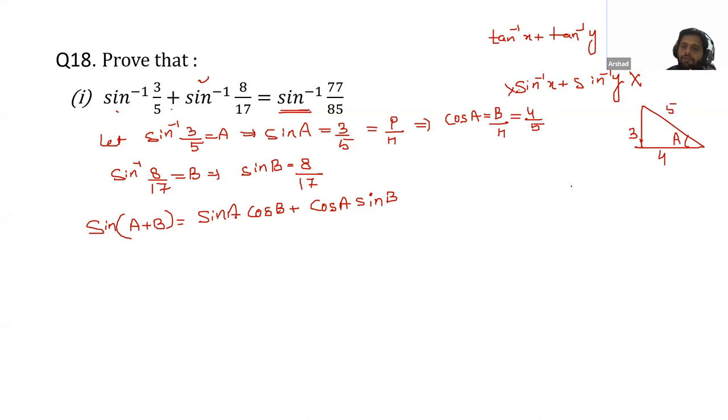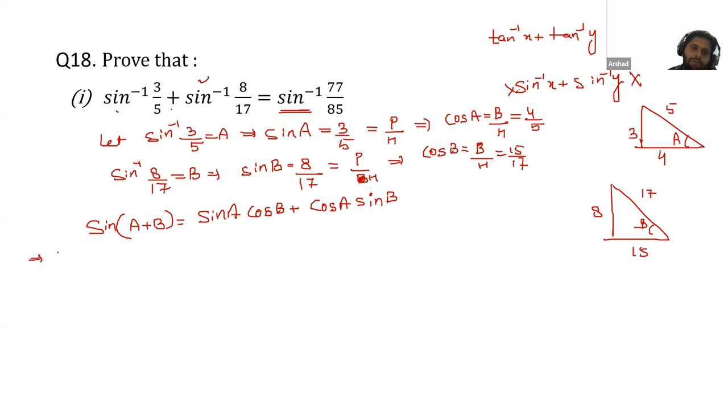Now, similarly, for sine B we will draw this triangle. Sine B is perpendicular by hypotenuse. Perpendicular is 8, hypotenuse is 17. So 289 minus 64 gives us 225, so the base will be 15. So cos B is base by hypotenuse, which is 15 by 17. So we get these two values.